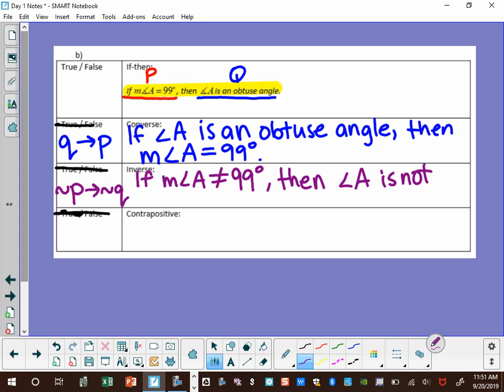Part of geometry is also knowing how to speak geometry, and we'll get better at that as the year goes on. But that measure of angle, whatever, is going to be a big part of it. Angle A is not an obtuse angle.